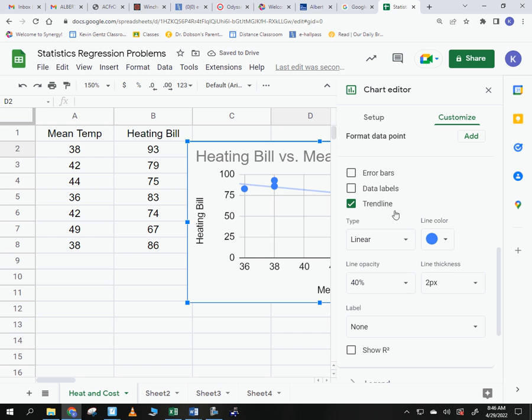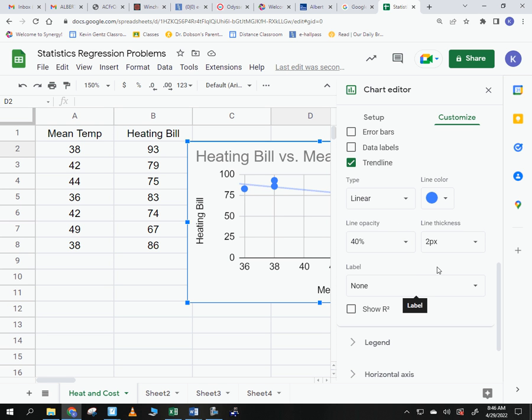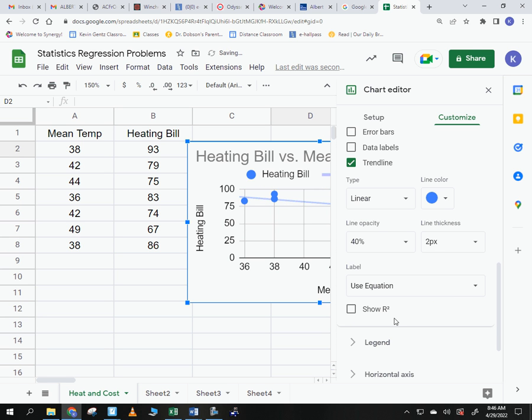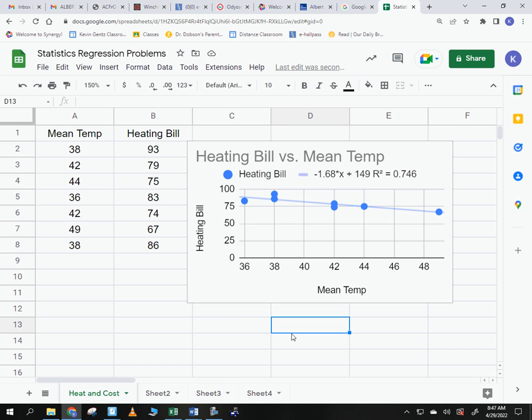For everything you do today, the trend line will be linear, meaning it will make a line. There are things such as trend curves. Now, here's the other thing we want to do. We've got the line, we don't see the R value, and we do not see the equation. If you click on label, you can say use equation, and it will put the equation up there. And finally, show R squared. Those are the three things you have to be able to do. Trend line, use equation, and show R squared. I'll click out of that, and we can see what we have, and I'll be able to go to the board.